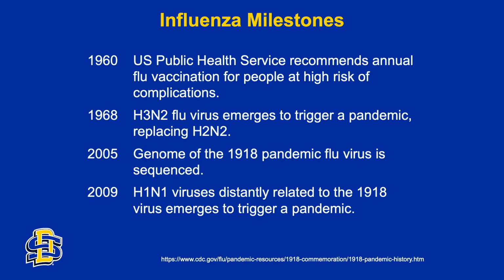Again, this is a new virus. No one is familiar with it. It causes a pandemic. In 1960, the Public Health Service starts recommending people at high risk get vaccinated for influenza. And then in 1968, we come up with the H3N2 flu virus, and that triggers a pandemic. Again, no one has seen this virus, so no one has any immunity to it.